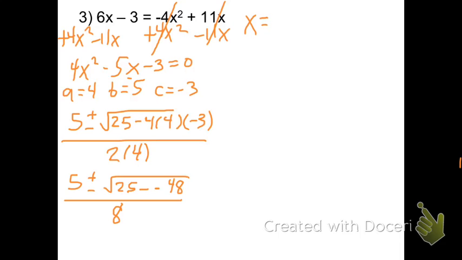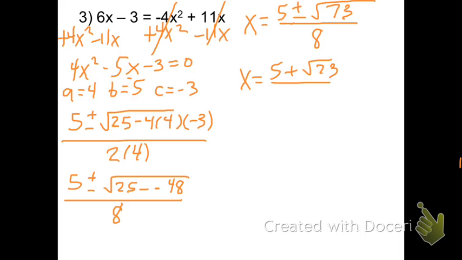So x could equal 5 plus or minus the square root of 25 plus 48, because 25 minus negative 48 is the same thing as 25 plus 48, which is 73, all over 8. And then you get x equals 5 plus root 73 over 8 is one solution, or x equals 5 minus root 73 over 8.